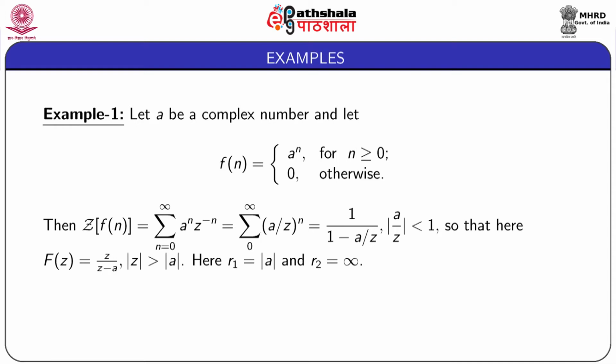So, here capital F(z) is the Z transform of small f(n), and this is equal to z by z minus a for mod z greater than mod a. So, here we see that R1 equal to mod a and R2 is infinity.